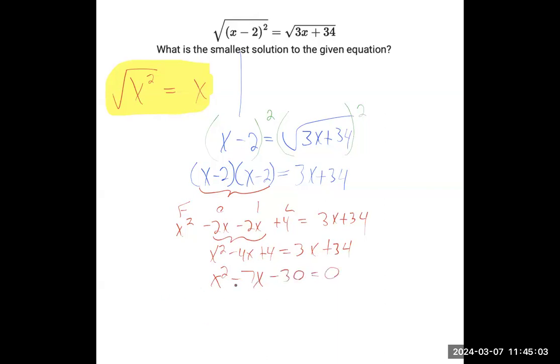And now we're in BC factoring. When you have a quadratic in the ax squared plus bx plus c format, but you only have numbers in the b and the c spots, that's BC factoring. And for BC factoring, you're looking for two numbers that add to the first number and multiply to the second. So we need two numbers that add to minus 7 and multiply to negative 30.